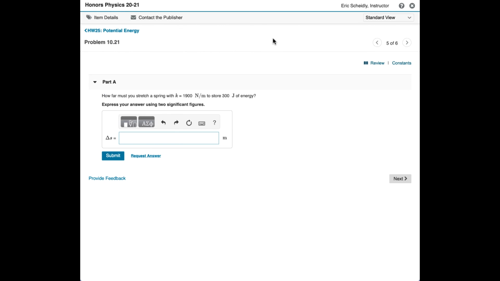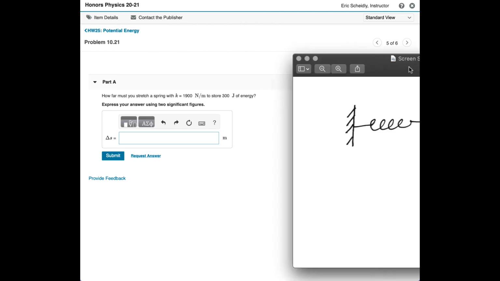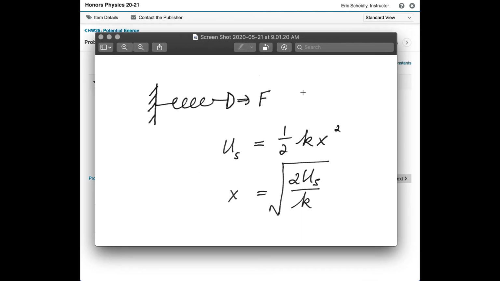Okay, how far must you stretch a spring with a spring constant of 1,900 newtons per meter to store 300 joules of energy? So here they're calling delta S the stretch of the spring. We would just call that x, the stretch of our spring, in the way that I've done the algebra in the lecture. Here is an immovable barrier with a spring attached, and I imagine I attached a handle to it. Let's just imagine that that's a handle.